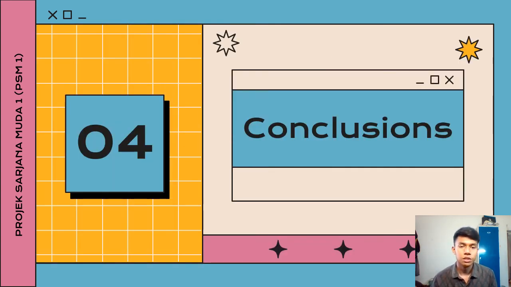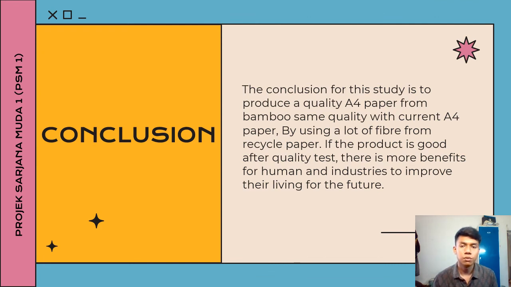The conclusion for this study is to produce a quality A4 paper from bamboo, with the same quality as the A4 paper currently used nowadays, by using a lot of fiber from recycled paper. If the product is good after the quality test, it can give a benefit for humans and industries to improve their living for the future.